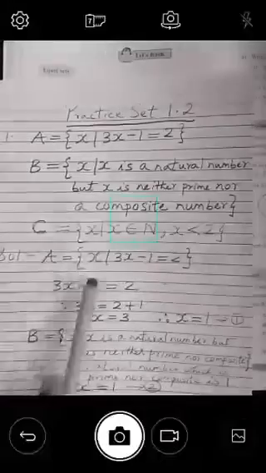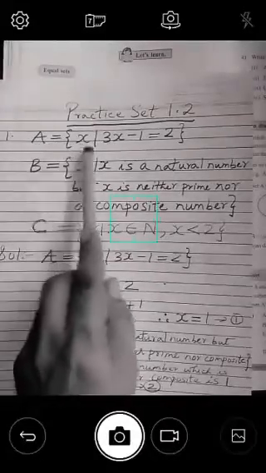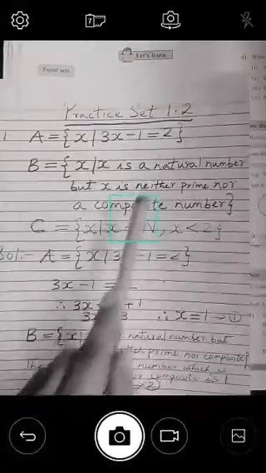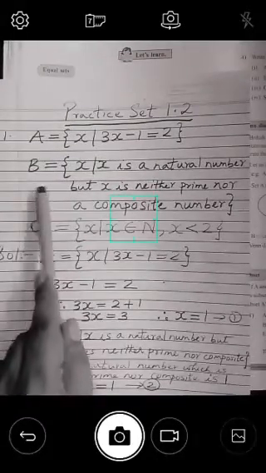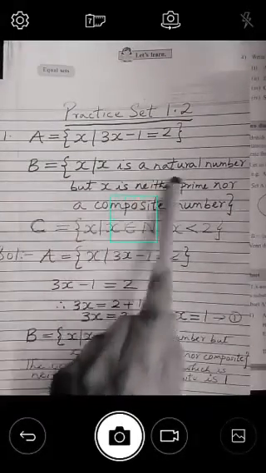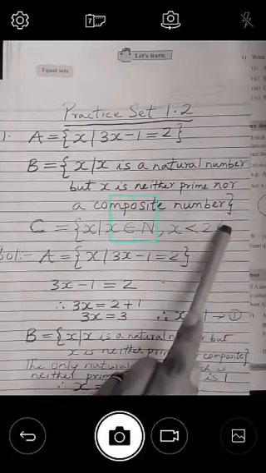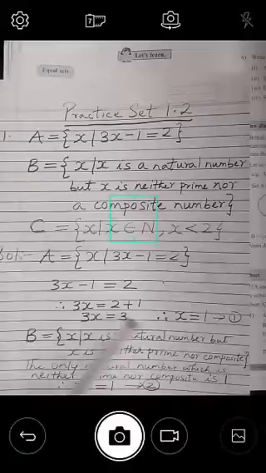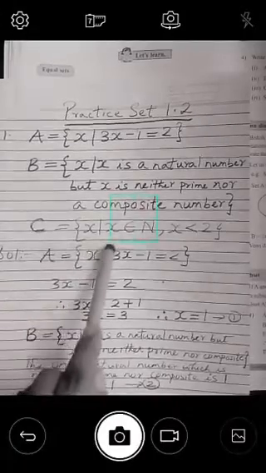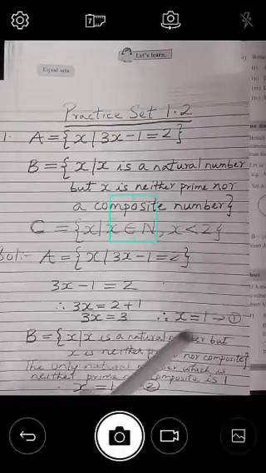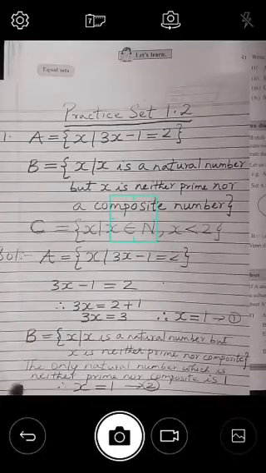So we have got three sets. First one is A is equal to {x such that 3x minus 1 is equal to 2}. The second one is B is equal to {x such that x is a natural number but x is neither prime nor a composite number}, and C is equal to {x such that x belongs to natural numbers N and x is less than 2}. Now we have to solve this.